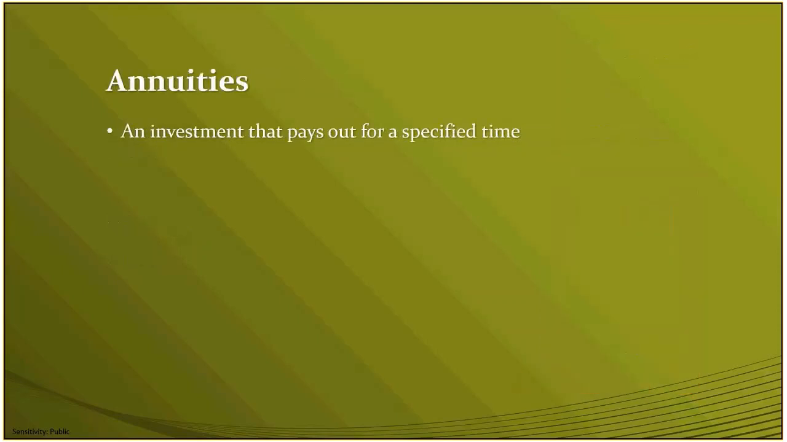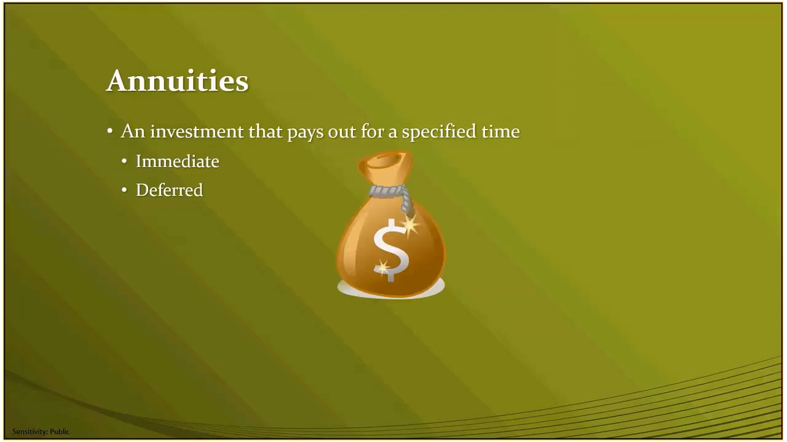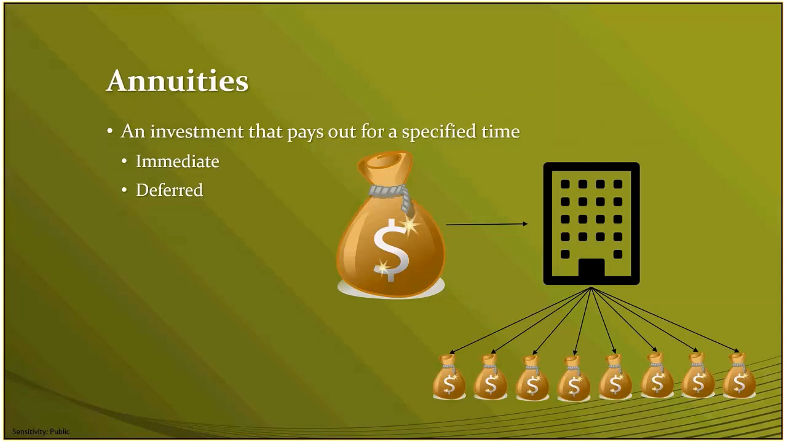So the next one we have is annuities. Annuities are an investment that pays out for a specified time. There are countless annuities out there, countless different models, so we're just going to look at the two big ones, immediate and deferred. They both function the same way. You take a large sum of money, you give it to an annuity company, sometimes a bank, sometimes a specific annuity company, and then that annuity company pays you out for a set amount of time.